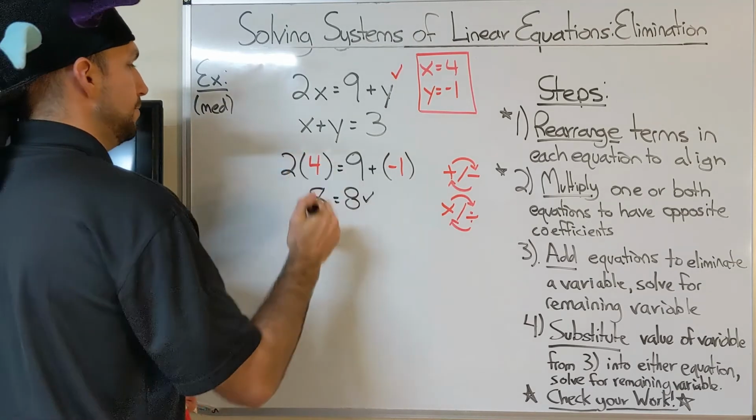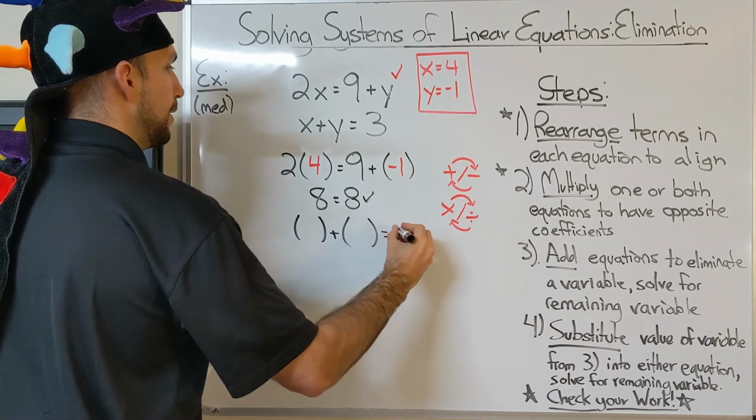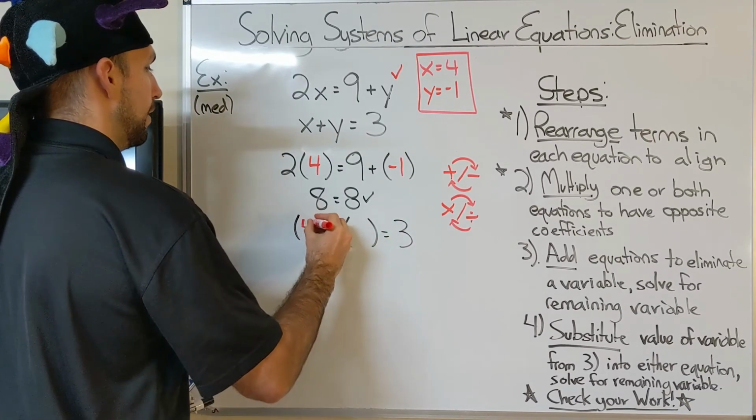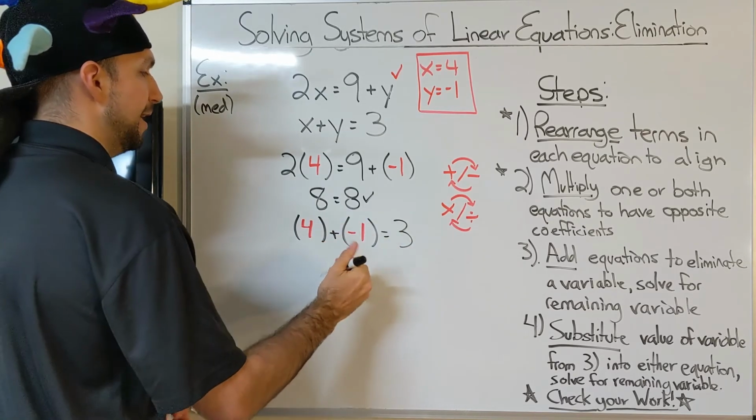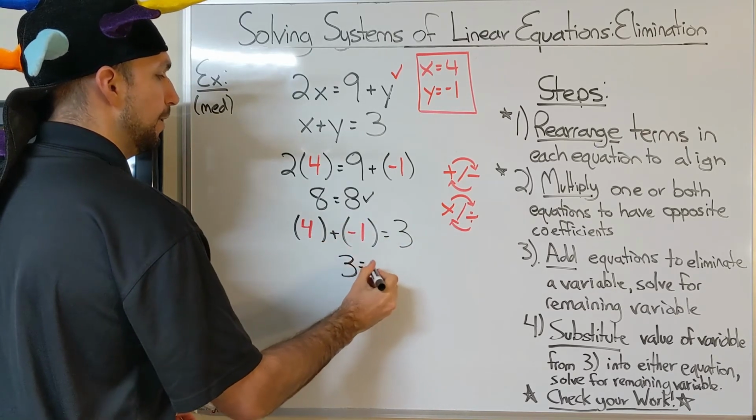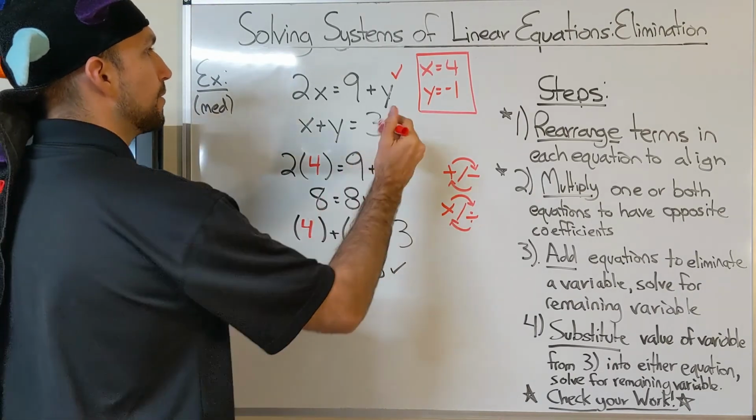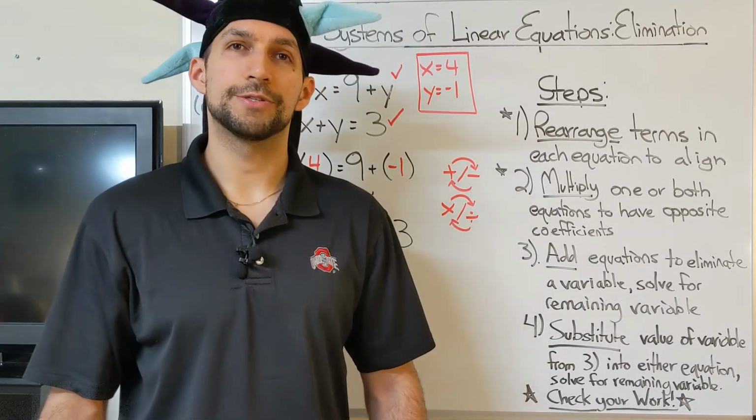Let's test our second equation. Substitute in x plus y equals 3. We believe x to be 4 and y to be negative 1. 4 plus negative 1 is 3. We know that certainly is equal to 3. So our solution works for both equations, and we know this is the correct solution to the system of equations.